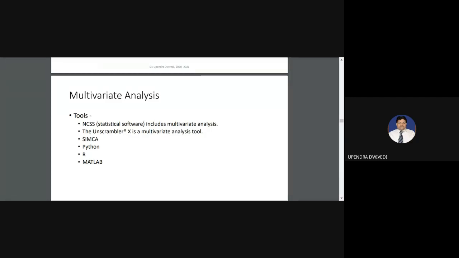Provide me an example of a multivariate analysis problem, as we have already given to you as a problem inside the chat box. Okay.